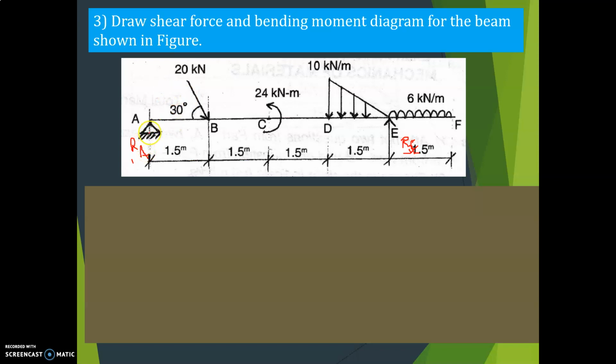Okay, see here you can see the supports. Supports are there at A and E, and this portion is extended beyond the support. That's why this is an overhanging beam. So now reactions are developed at A and E. So this is RA and this is RE. Okay, so what is the first step?